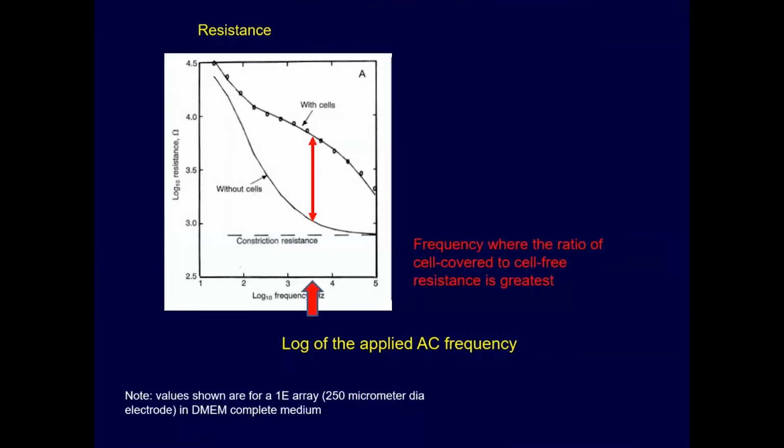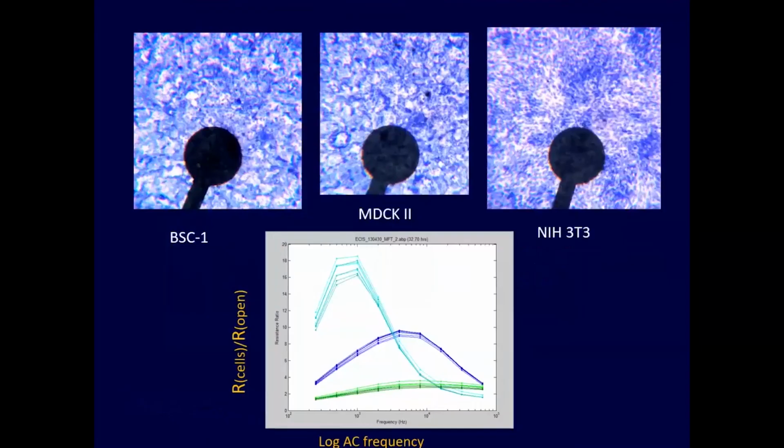Again, this is the frequency where the ratio of the cell covered to the cell-free resistance is the greatest. And while you're monitoring the resistive portion of impedance, this is where most measurements are taking place. Usually around 4,000 hertz for endothelial cells, at lower frequencies for very tight cells, and at higher frequencies for very loosely connected cells. That's shown here.